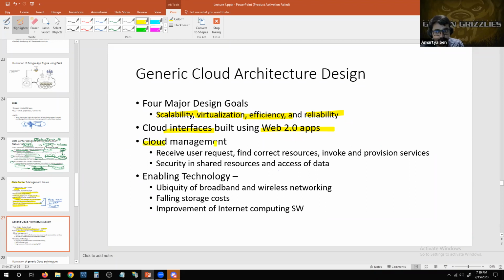You need to have very strong cloud management. That is the middleware, as we keep on saying, needs to be very strong. It should be able to handle all of the different activities that the middleware is responsible for, starting from receiving the user's request, identifying the correct resources where the request needs to be mapped, invoking and provisioning the services that has been requested by the user. Okay, so that is basically the functional aspect of the data center itself.